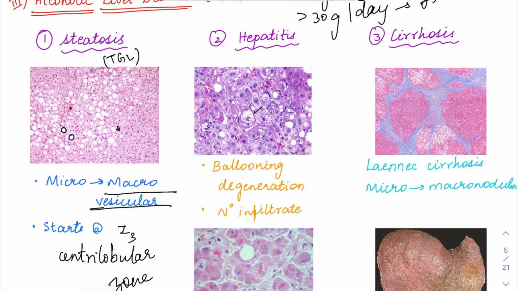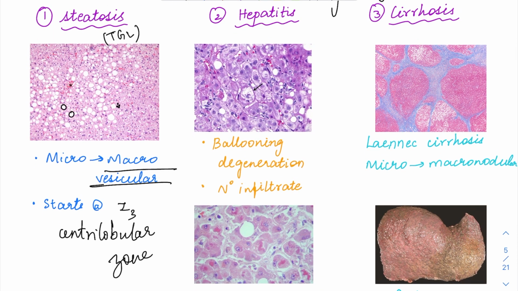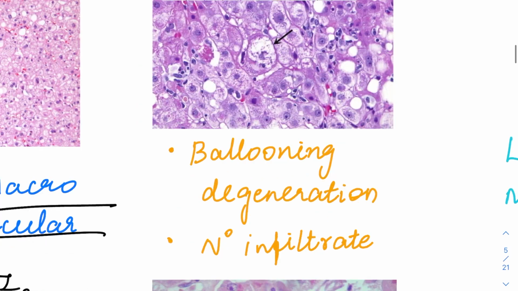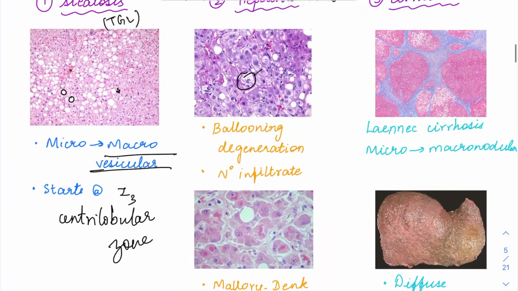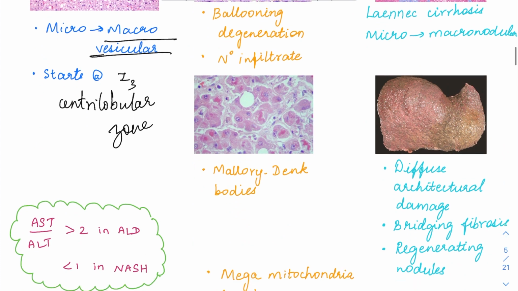The second stage of alcoholic liver disease is hepatitis. Inflammation has started in the hepatic parenchyma now, and this will result in ballooning degeneration. The hepatocytes are getting degenerated. Along with that, you can see neutrophilic infiltration. This cell is undergoing ballooning degeneration here. And I can also see the presence of Mallory-Denk bodies. These are also called Mallory-Hyalin bodies or alcoholic hyalin.